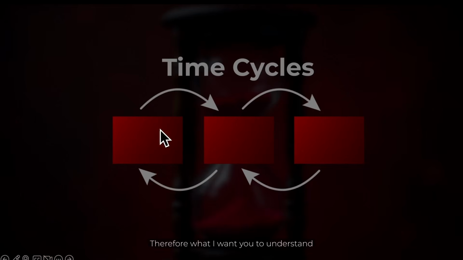Therefore, what I want you to understand is that time cycle 1 right here determines how time cycle 2 will deliver. Time cycle 2 will determine how time cycle 3 will deliver. Throughout each new time cycle, we refer back to the high and low of the previous time cycle.